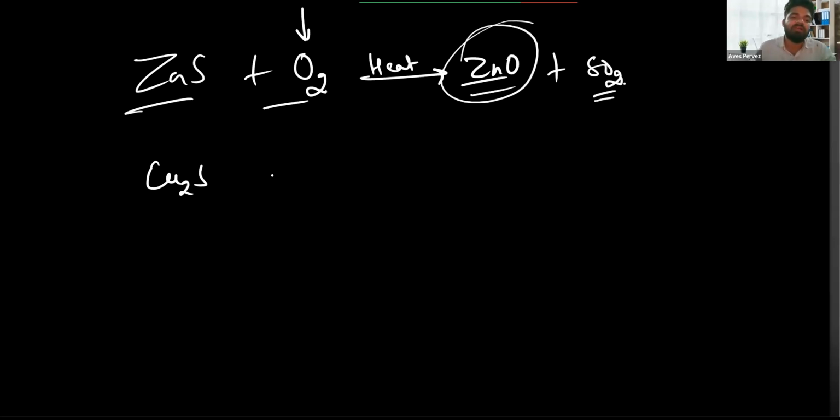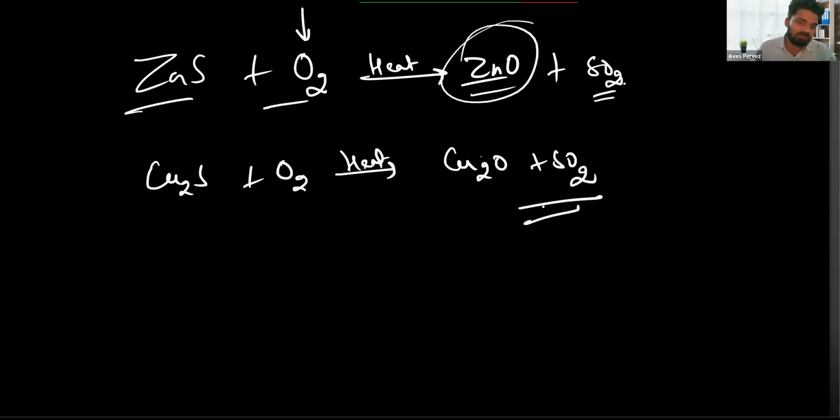Understood? And similarly, we heat copper sulfide continuously, and it gives you Cu2O plus SO2. So if we heat ZnO, will it give Zn plus O2? No. If we heat only ZnO, it will not give you Zn plus O2. We need some reducing agent. We are going to discuss this later.